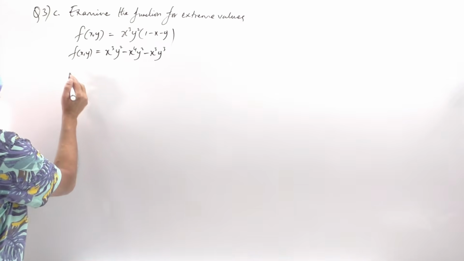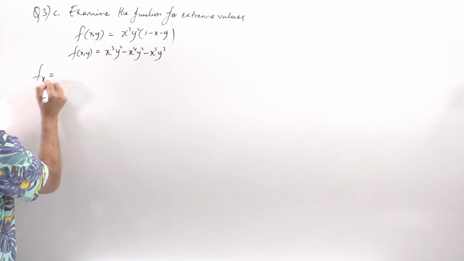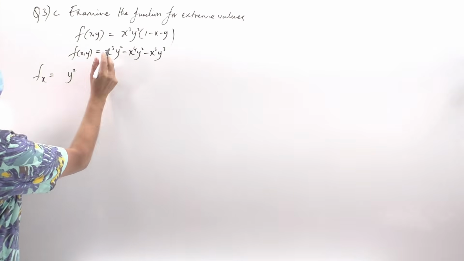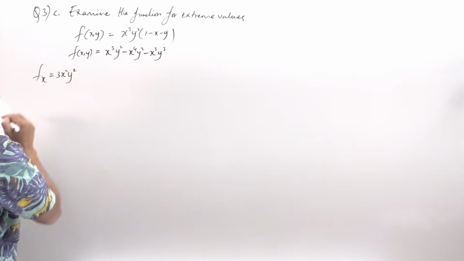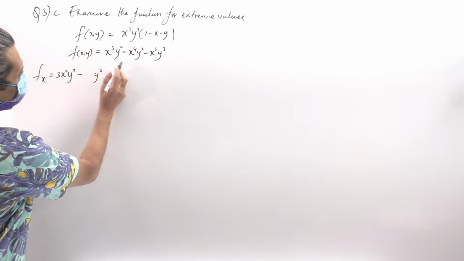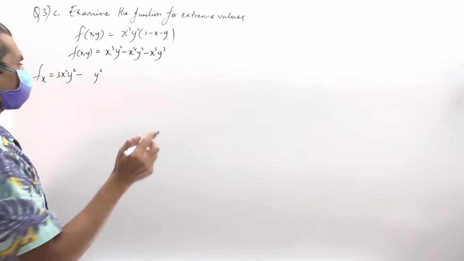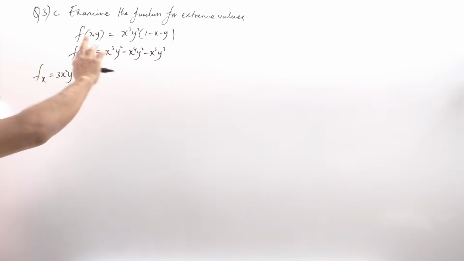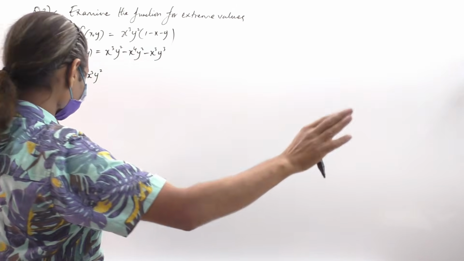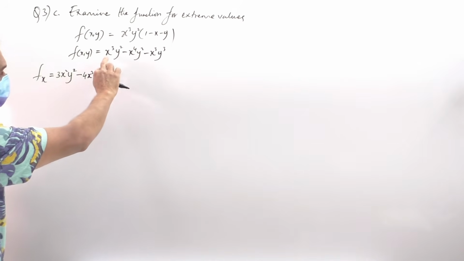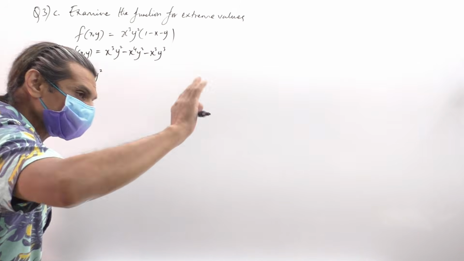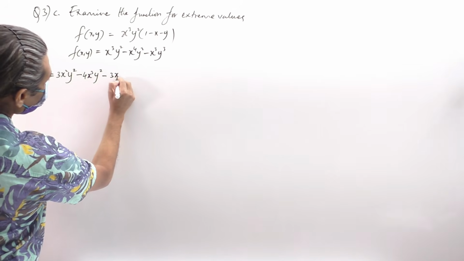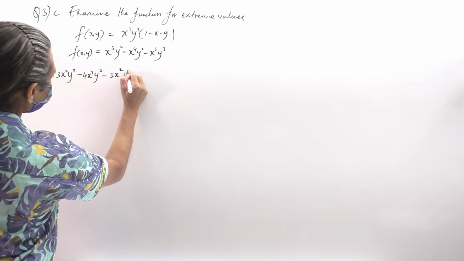So what do we do here first? We find fx. Fx is equal to partial differentiation with respect to x. So y² as it is, don't touch it. Differentiate x³, which is 3x². Minus, y² as it is, derivative of x⁴ is 4x³. So here fx means partial differentiation with respect to x. Minus again, differentiation of x³ is 3x² into y³. Done.